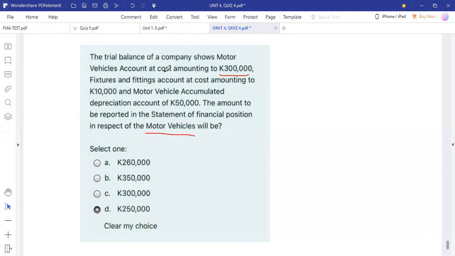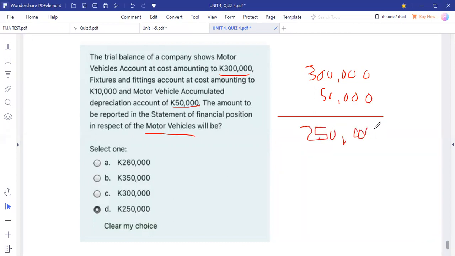Now the motor vehicle was costing 300,000. So that is 300, the cost of it. Now we've been told that this motor vehicle has an accumulated depreciation of 50,000. So we subtract the 50,000 accumulated depreciation so that we get the net book value. So this becomes 250,000. So 250,000 becomes what? The net book value of our motor vehicles. So the answer will be 250.